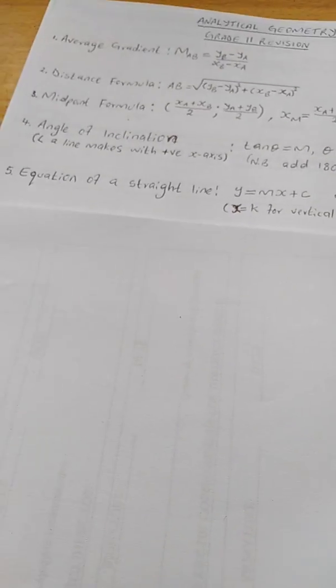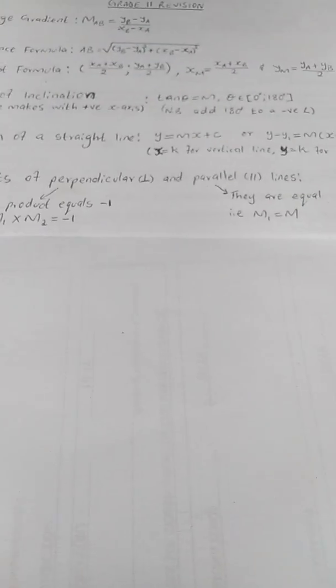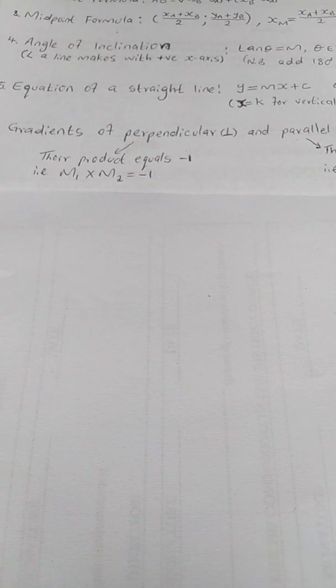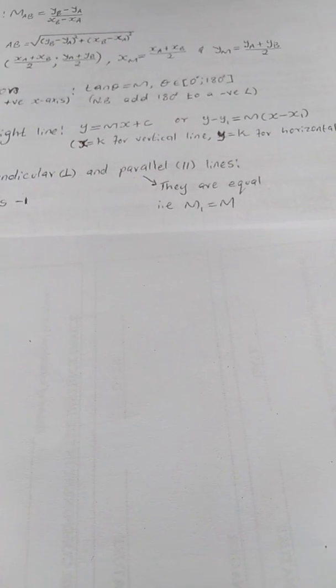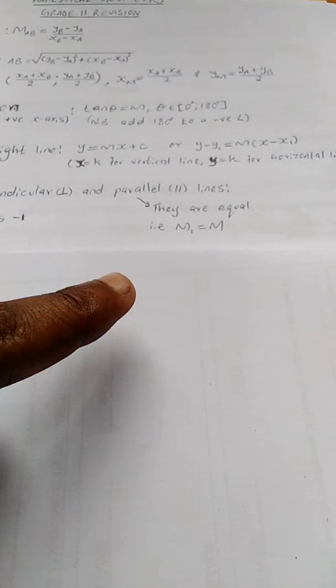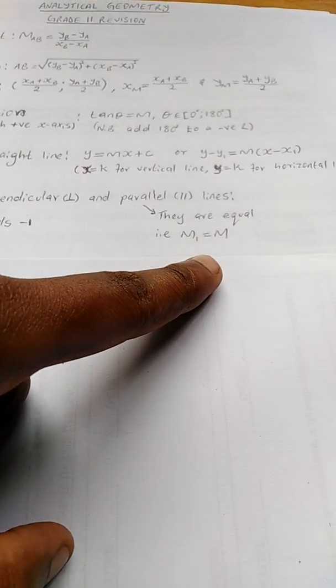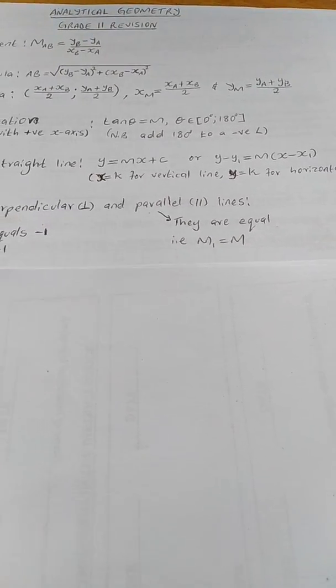Then number 6, we also looked at the gradients, the relationship between gradients of certain lines. So we said the gradients of perpendicular lines, their product is equal to -1. The gradients of parallel lines are actually equal. Sorry about this one, it should have been M1 is equal to M2 or M3, depending on how many parallel lines you're given.